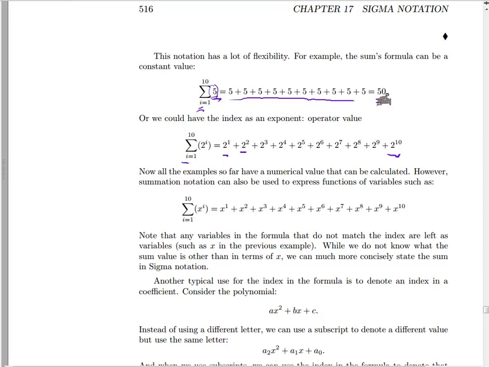Sometimes a sum can have an unknown in it. So this x is an unknown variable. When you write out the sum term by term, the result will also have unknown variables. All right? So this is actually a polynomial. You can write any polynomial in summation notation.